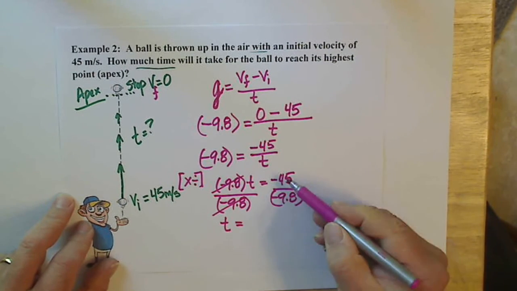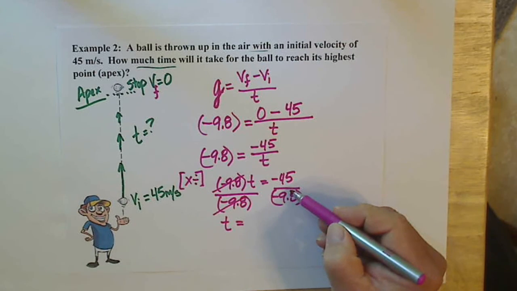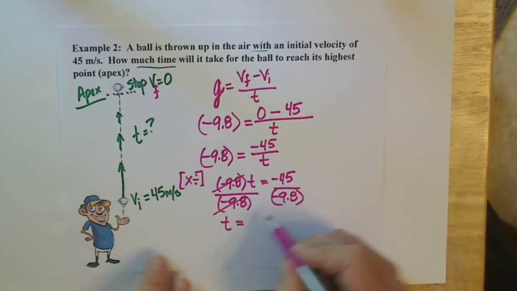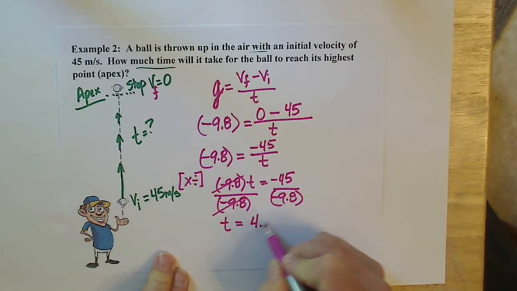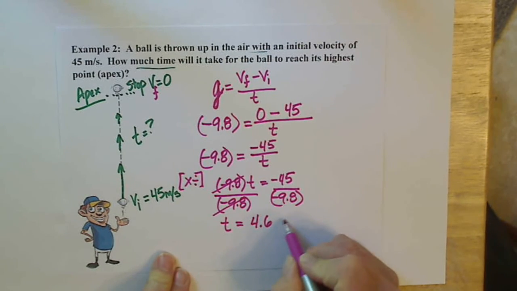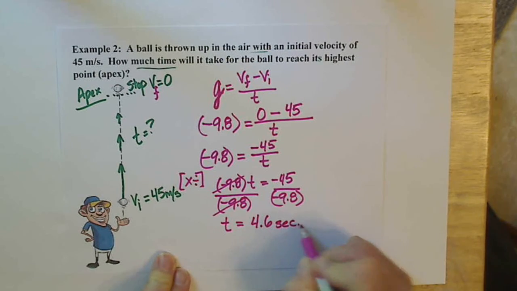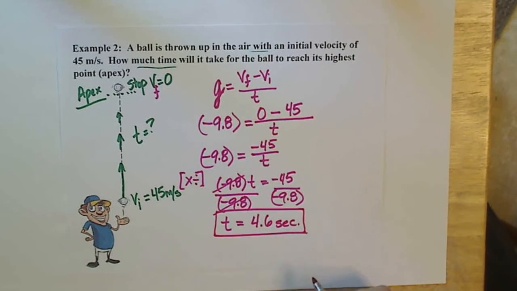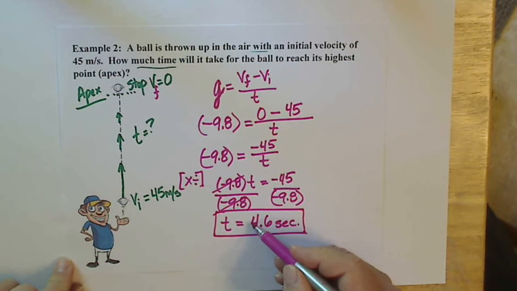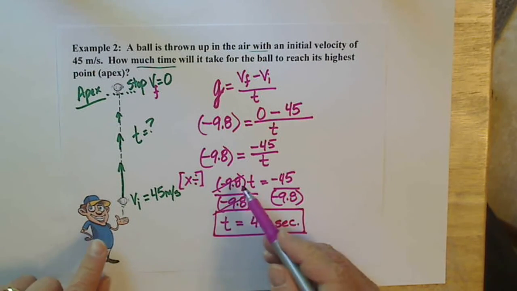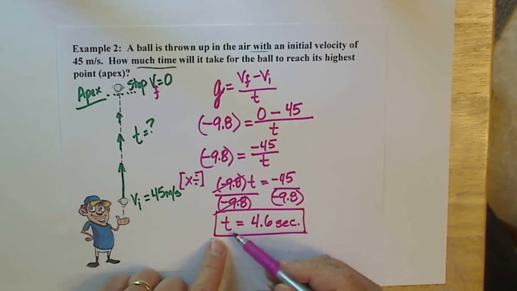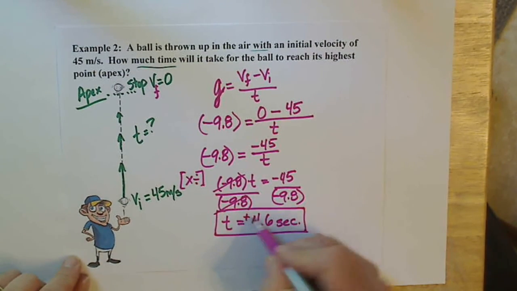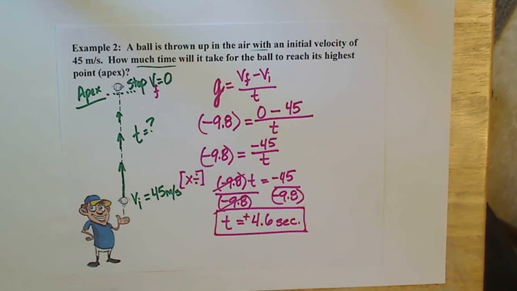So to find T, we take negative 45 divided by negative 9.8, and you're going to get a positive 4.6 seconds. Okay? A positive 4.6 seconds. Now ask yourself if that's right. We came up with a positive number. And, well, you've got to ask yourself, does time have a direction? No, that's always positive. Time's always positive. You can't have a negative time on there.